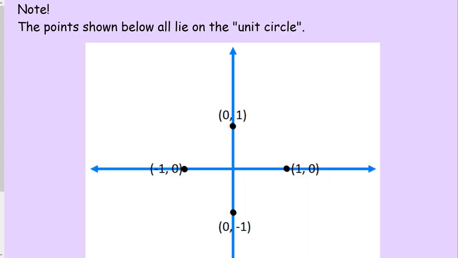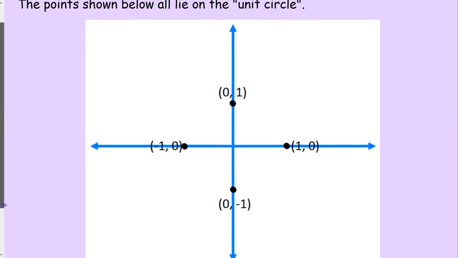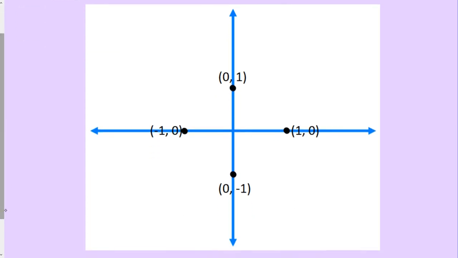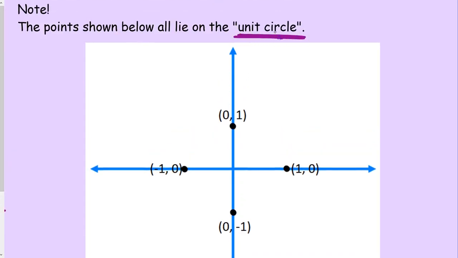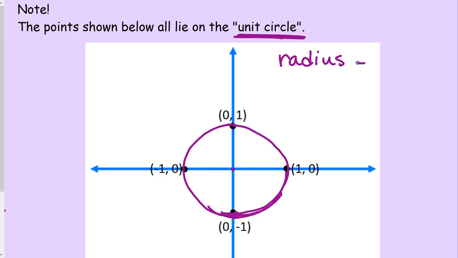Okay, all the points that I chose to use are points that lie on what we call the unit circle, because the center is the origin and they are 1 unit from the origin. So if I draw the circle here, whoa, crazy circle. Okay, that is the unit circle. It has a radius of 1. Unit circle, radius equals 1, center is 0, 0.